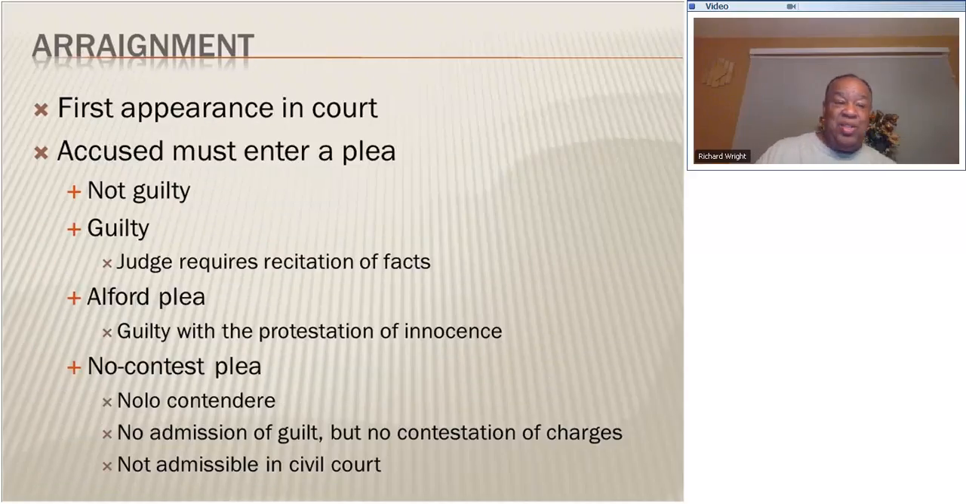The arraignment is your first appearance in court. In that case, the accused, as I say, enters a guilty or not guilty plea. The judge recites the facts, or you can plead guilty with the protestation of innocence. Usually it's guilty or not guilty, or nolo contendere, no contest. Again, in our jurisdiction, we have guilty or not guilty.